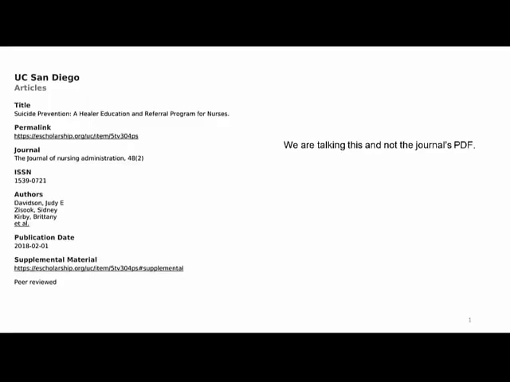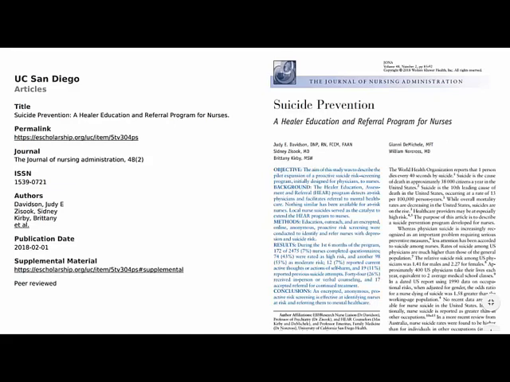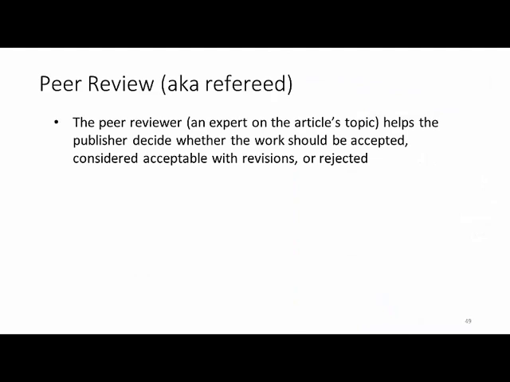So article versus manuscript. This is a manuscript. It's very much a Word document. It is not what you see in a journal. And that's important because you don't want to upload a PDF from the journal. That's not what NIH wants. It wants the author manuscript. Peer review is sometimes called referee, and I don't think we need to cover that.